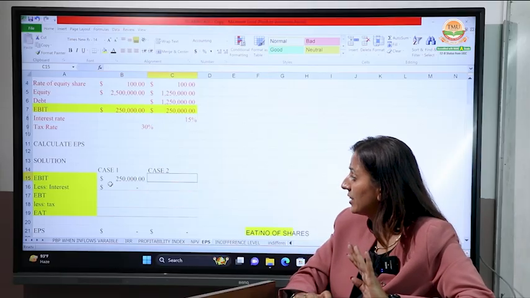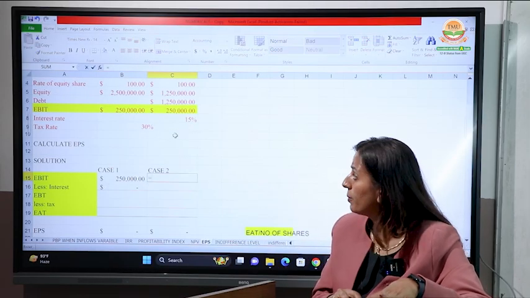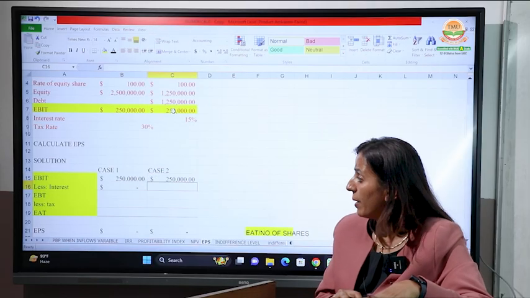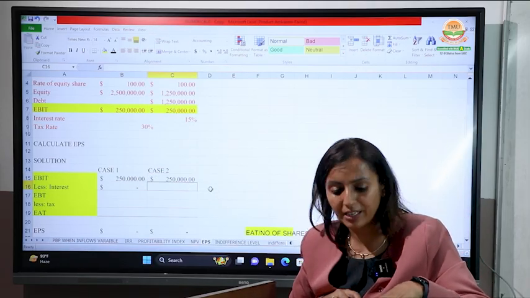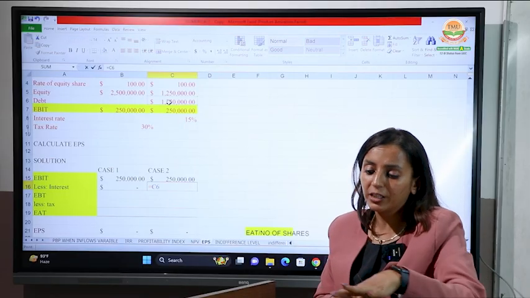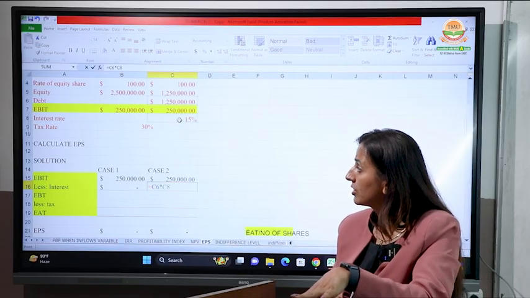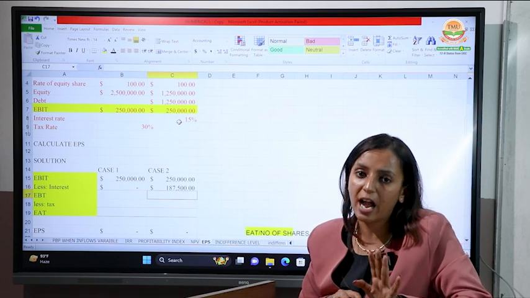But in the second case, is there EBIT? Yes, the same amount. But I have taken the amount from the debenture, which means I have to pay the interest. How much interest do I have to pay? On this 1,50,000, the interest is 15%. That means 1,87,500 I have to pay.